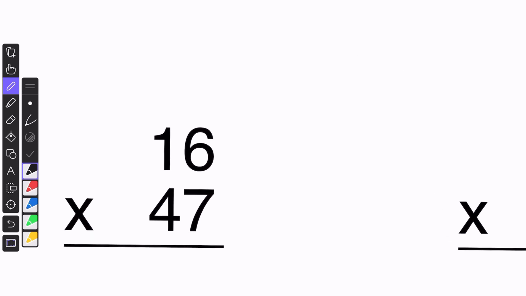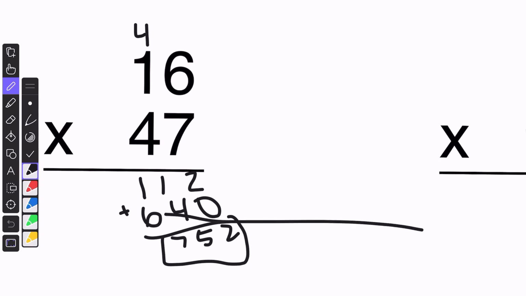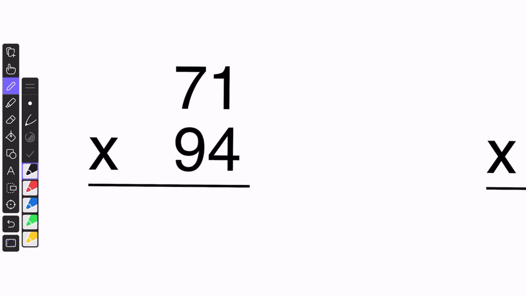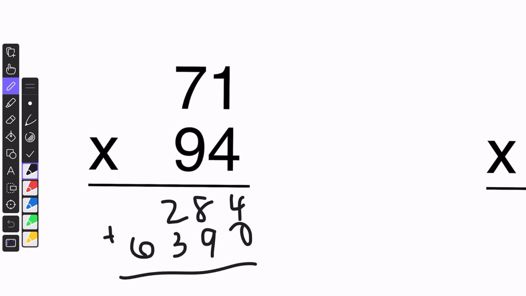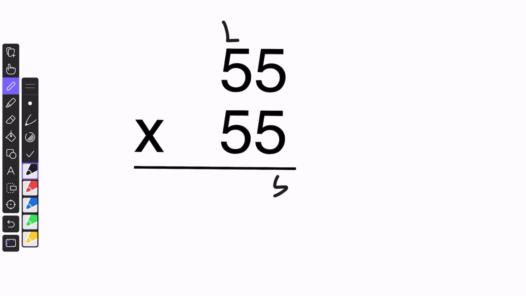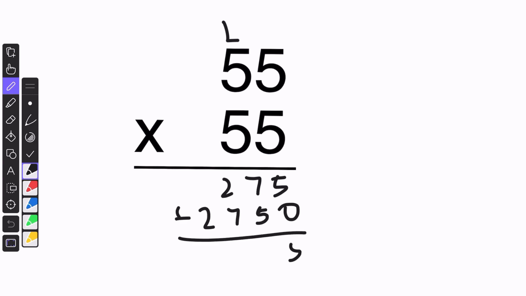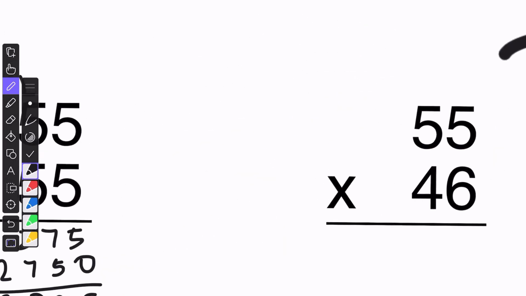Okay, so you guys should be done. 42, 11, 4, 6, 2, 5, 7, 752. Oops. 4, 28, 0, 9, 63. 4, 7, 1, 6, 6. 25, 27, 0, 5, 27, 5, 2. There we go.